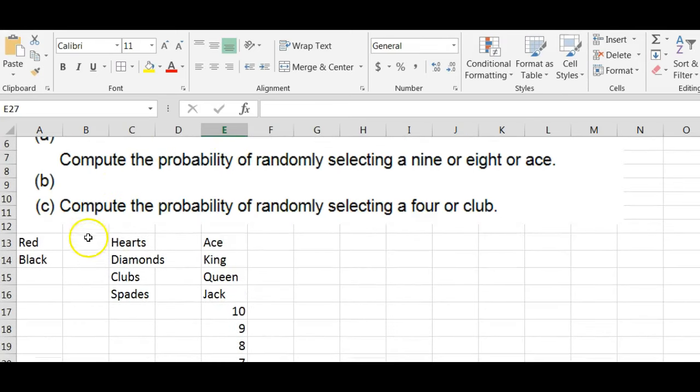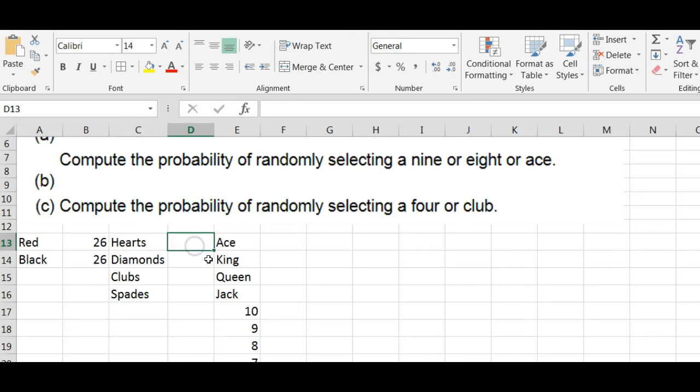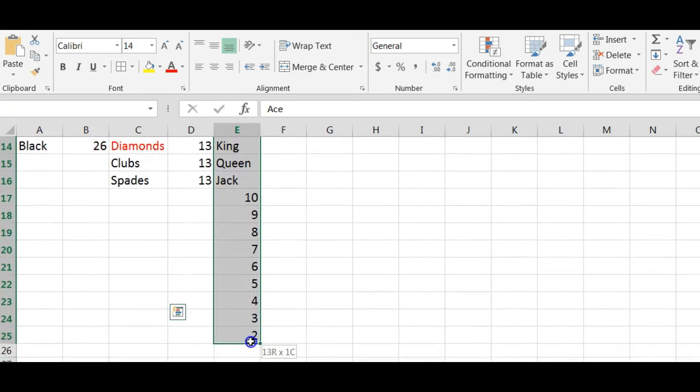So let's look at these. There are 26 reds and 26 blacks, and of course that totals 52. We look at the hearts, diamonds, clubs, and spades. There are 13 hearts and 13 diamonds, which together make up the red cards, and 13 clubs and 13 spades, which together make up the 26 black cards.